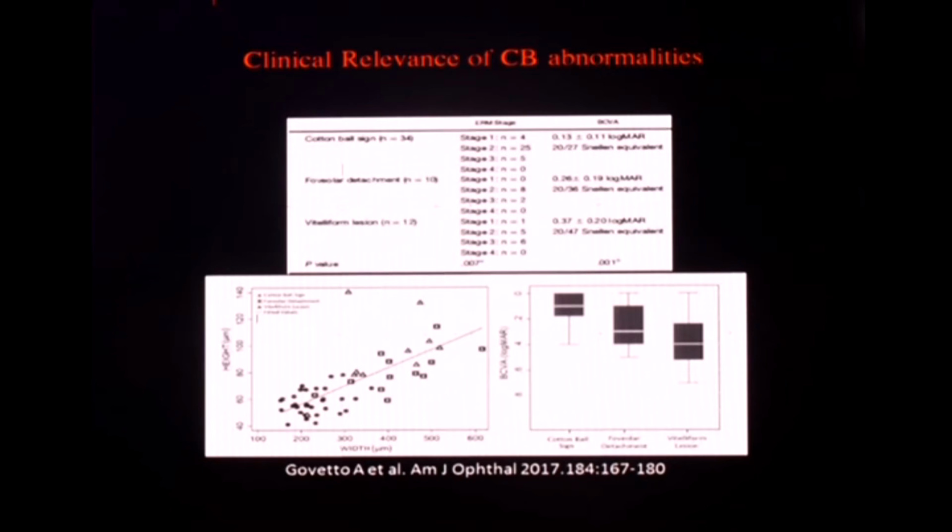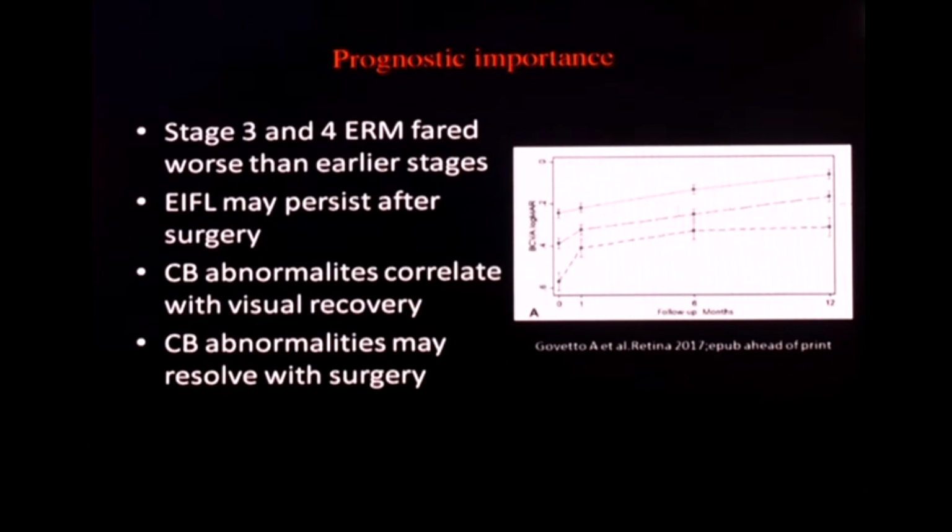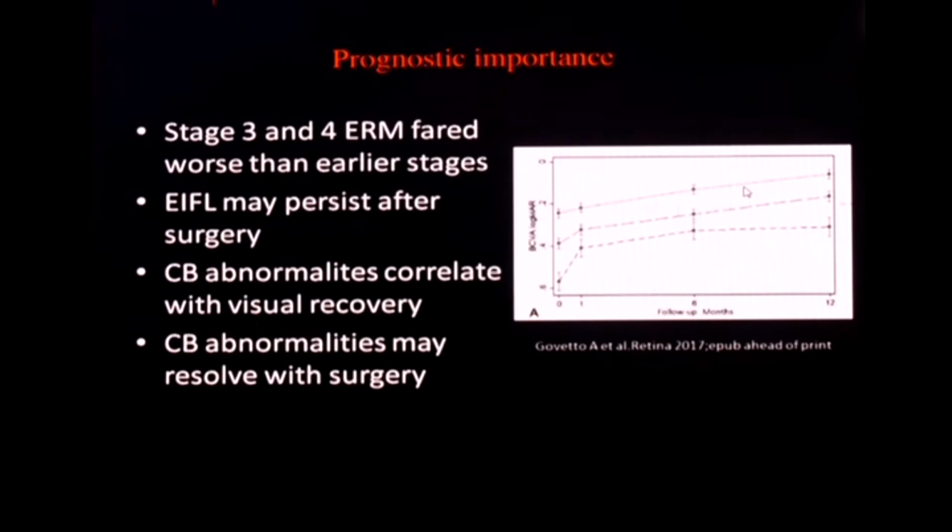And the recovery after surgery is also similar. As far as the prognostic importance goes, stage 3 and stage 4 ERM fare worse, and stage 1 and stage 2, if operated upon, fare the best. This is a representative graph which shows that the stage 3 and 4 ERM, though it improved dramatically after surgery, never reached the level of visual acuity that a stage 2 ERM did.